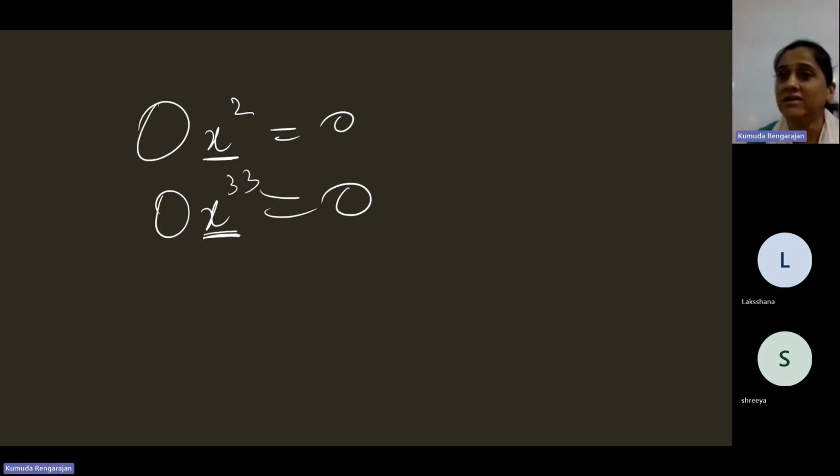So every real number is a 0 of the 0 polynomial, because you can take any value for x. Say x is 10. 10 to the power 33, something, into 0, 0. Whatever value you fix for x, any real value, that real value to the power 33 into 0 will be 0 itself. So every real number is a 0 of the 0 polynomial.